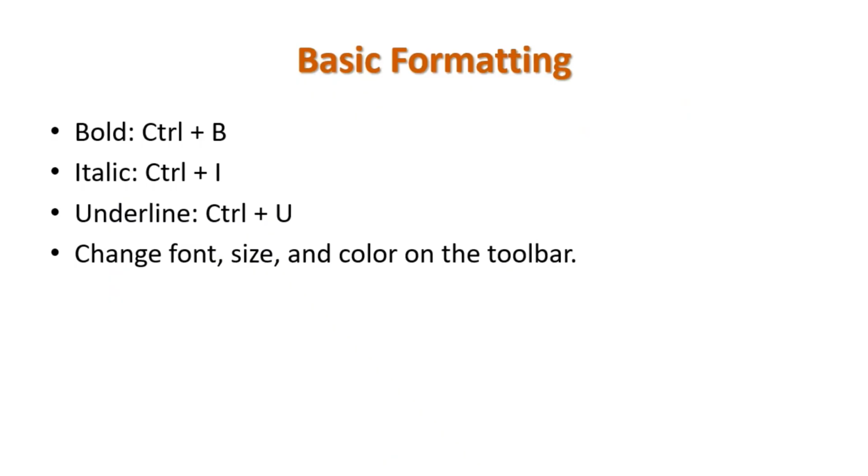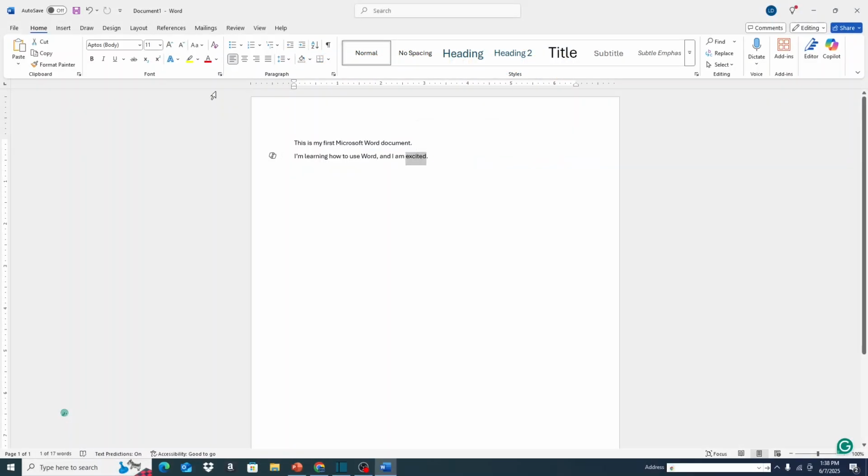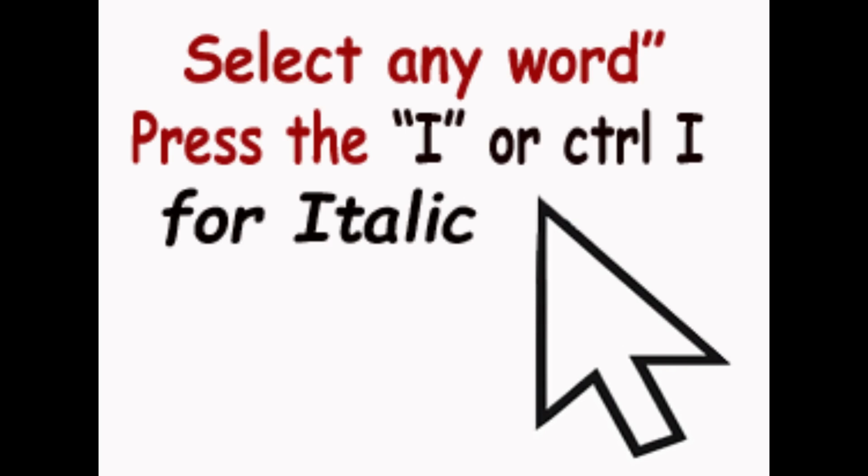Basic formatting. Follow along with me, and as we go along, notice the changes in your document. Now we're going to bold it, which means to make it stand out from the others. Select Microsoft Word, then click the B or press Ctrl-B. Done. Next, the Italic form.